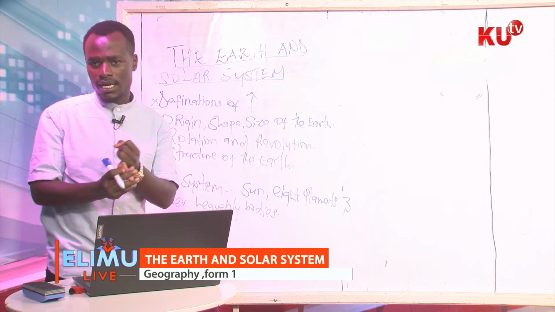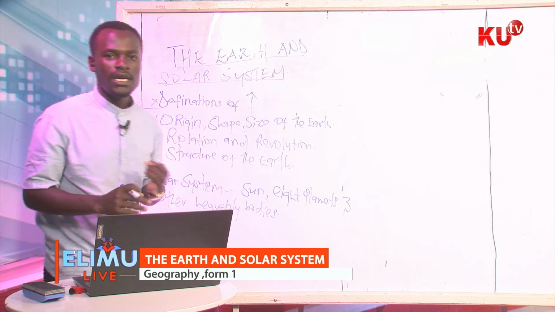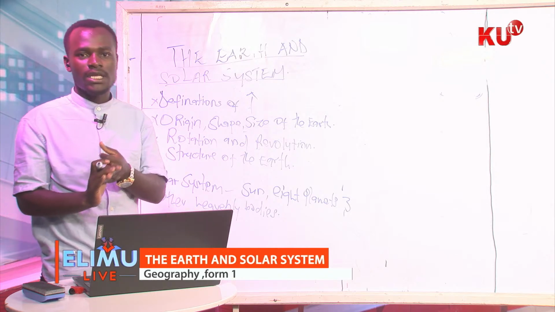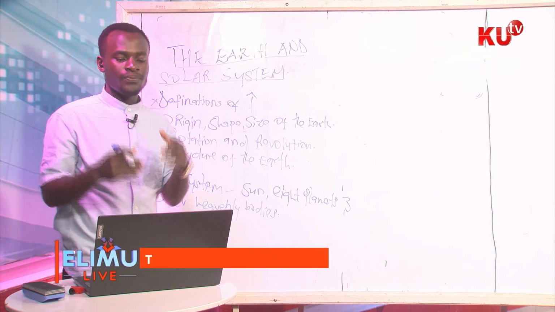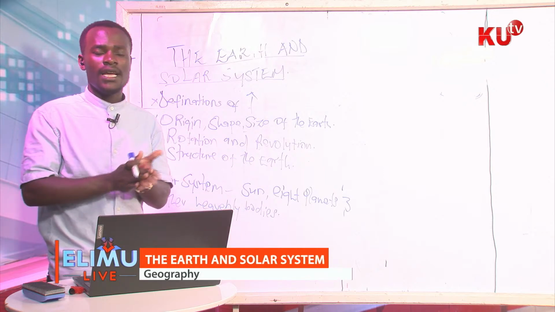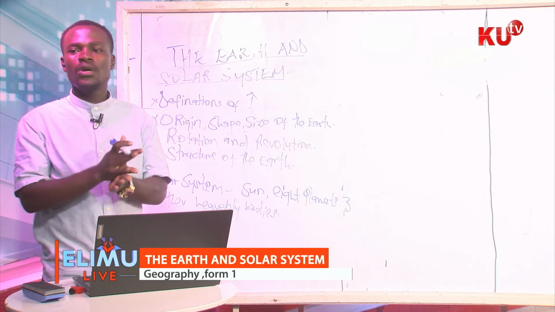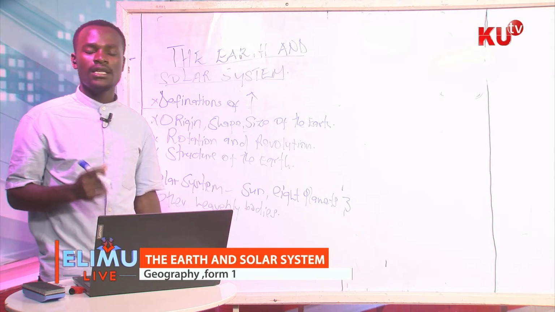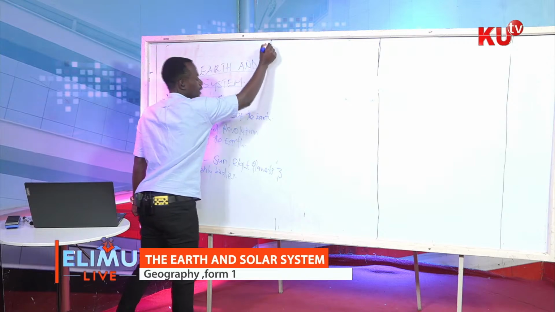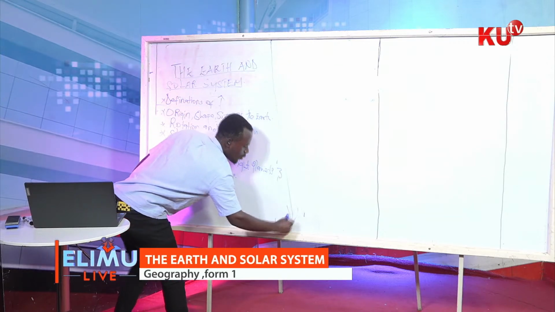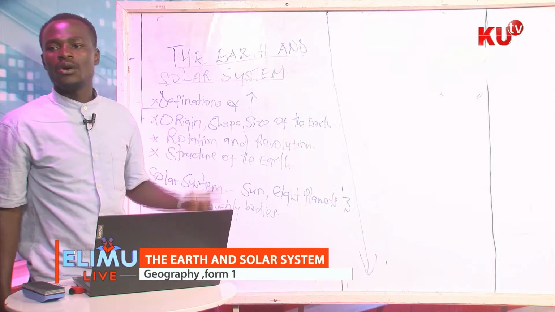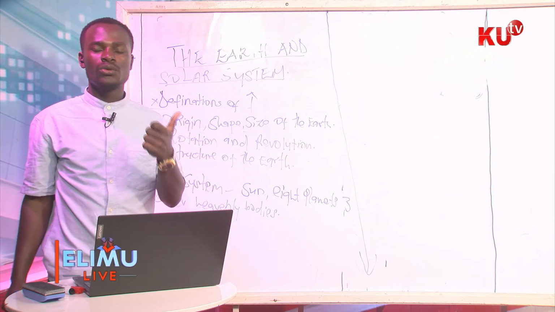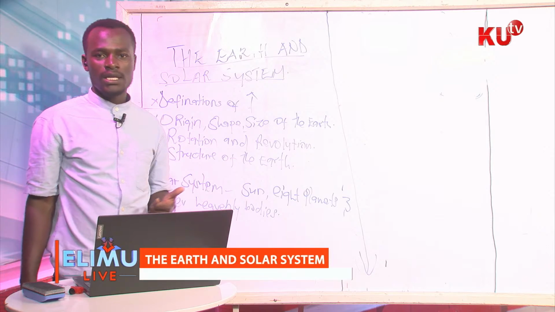It entails the sun, which is at the center, the 8 planets, and other heavenly bodies. So we are going to look at them in depth so that we can be able to understand each and every composition of the solar system. But before that, we want to know the origin of the solar system.